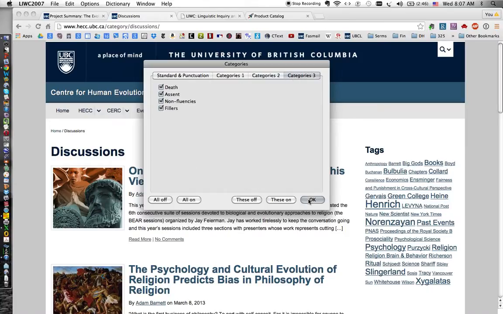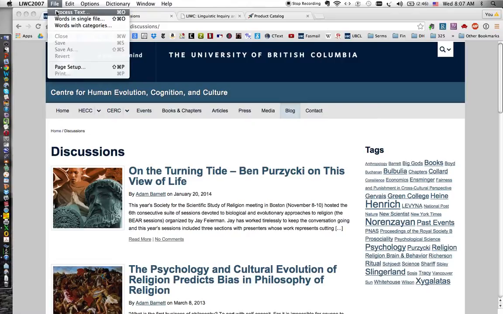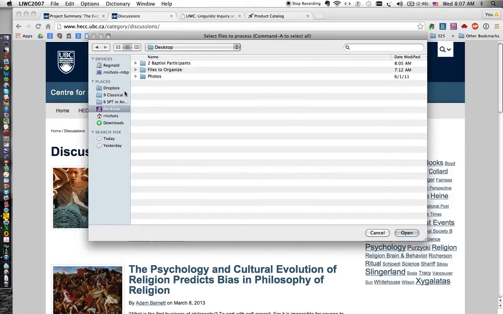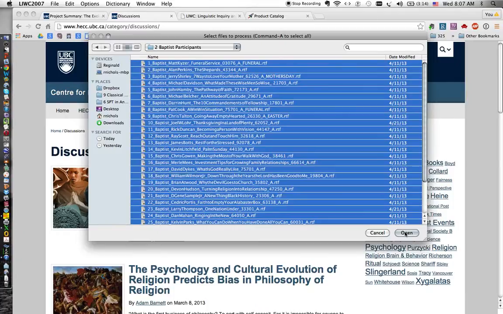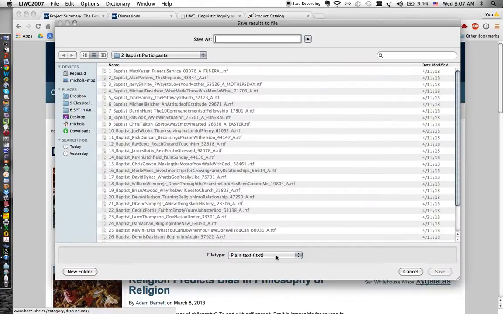It's handy to have this menu item here because when you get the LIWC output, it might not be clear what some of those abbreviations refer to. If you'd like to process texts, just go to File, Process Texts, and in this case, we're going to find a set of Baptist sermons that we're analyzing as part of a CERC project. So you'll notice that these are all RTF format. LIWC supports RTF as well as other formats.